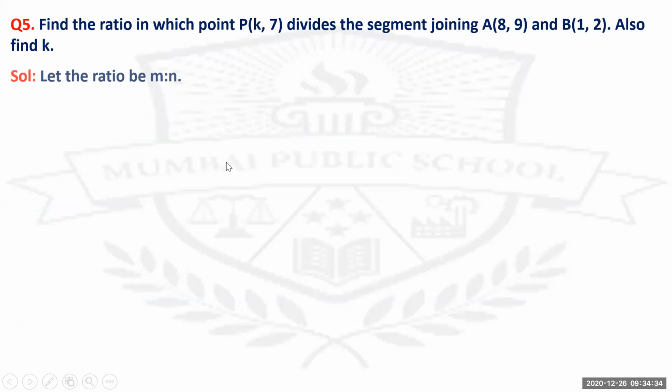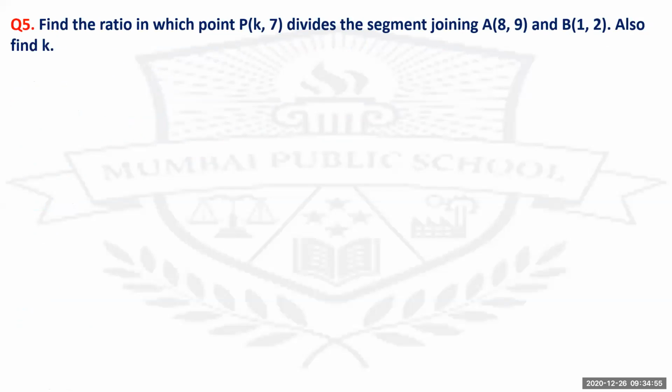So let's move ahead to the next question. Find the ratio in which point P, k comma minus 7, divides the segment joining A 8 comma 9 and B 1 comma 2. Also find k. Now check.